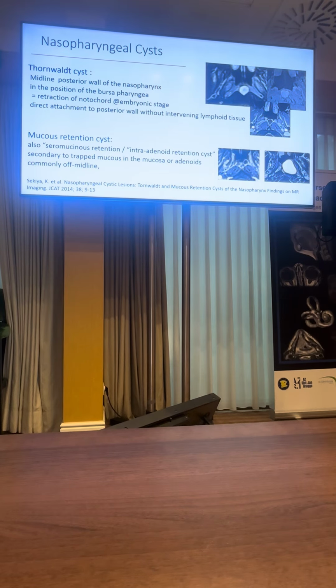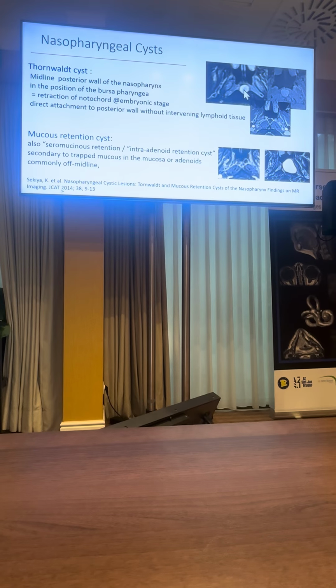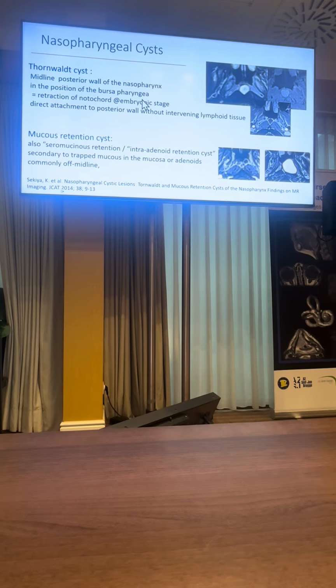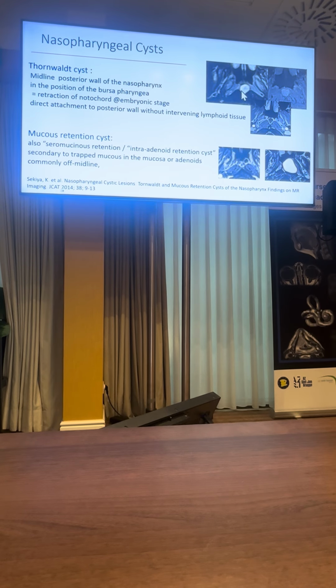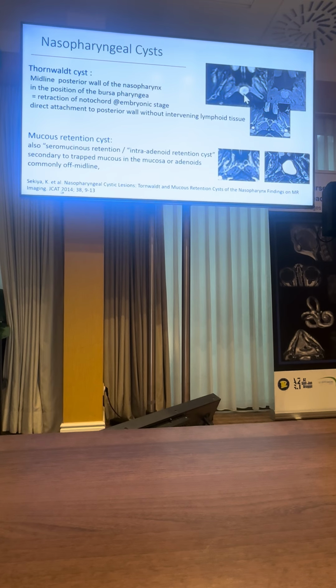Let's move on to nasopharyngeal cysts. We have 2 types. The first one is the Tornwaldt cyst. It's a midline cyst. It's in the position of the bursa pharyngea. The bursa pharyngea is the rostral end of the chorda dorsalis. So it's a retraction of the notochord in an embryonic stage. And in this position, we have a formation of the Tornwaldt cyst, which is in direct attachment to the posterior wall without intervening lymphatic tissue.